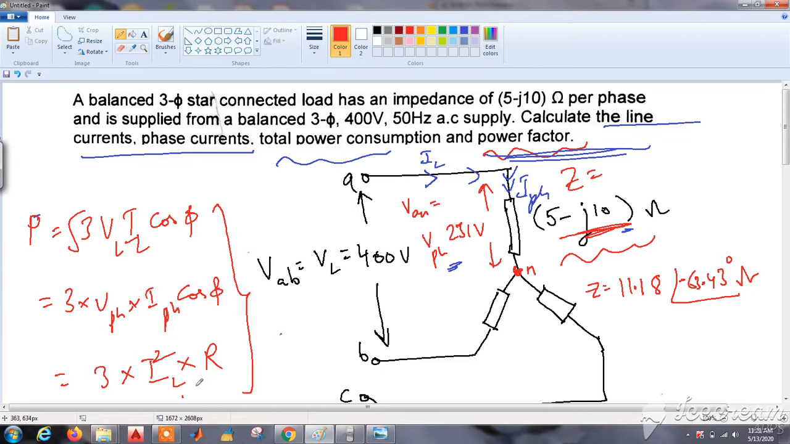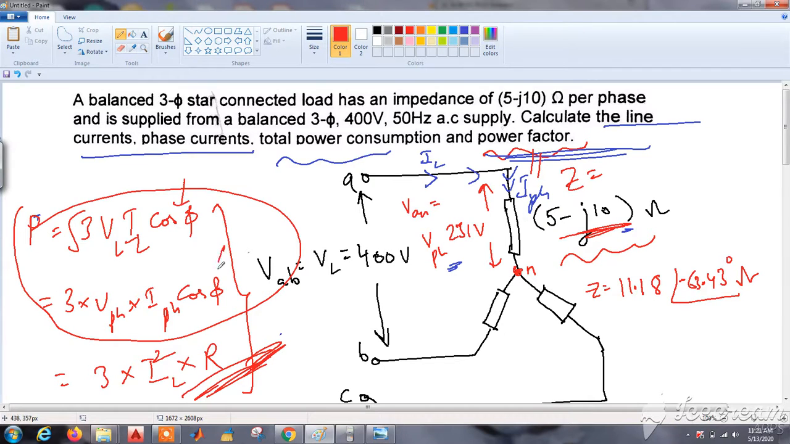Now let us calculate by this 3 I square R. I am considering this formula because in exam you will go step by step. First you will calculate line current, then you will calculate phase current, then you will calculate total power consumption, and after that you will calculate power factor. Now in these two cases we need the power factor, and in this case we do not require power factor. We can calculate directly by current and resistance.